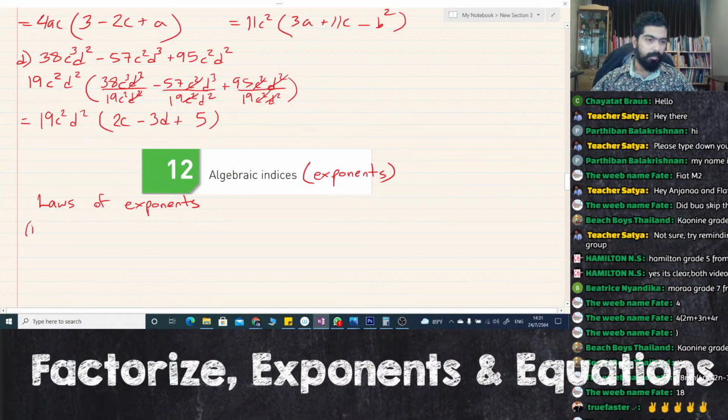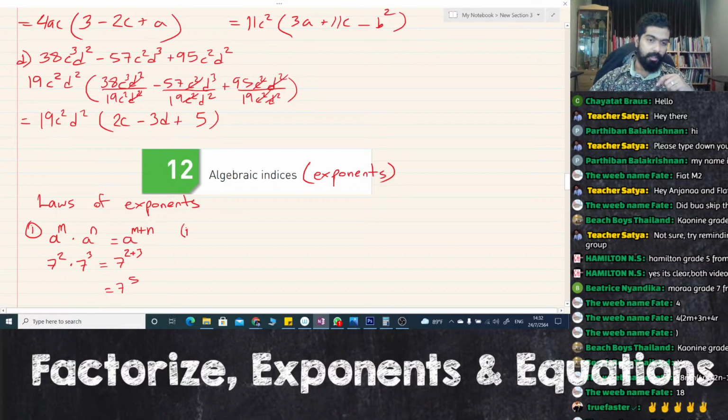The first law that we'll be looking at is a to the power of m multiplied with a to the power of n is equal to a to the power of m plus n. All right, guys, this is a law. So for example, if we have 7 to the power of 2 multiplied with 7 to the power of 3, this is same like 7 to the power of 2 plus 3. Therefore, it's 7 to the power of 5. All right, guys, this is law number 1.